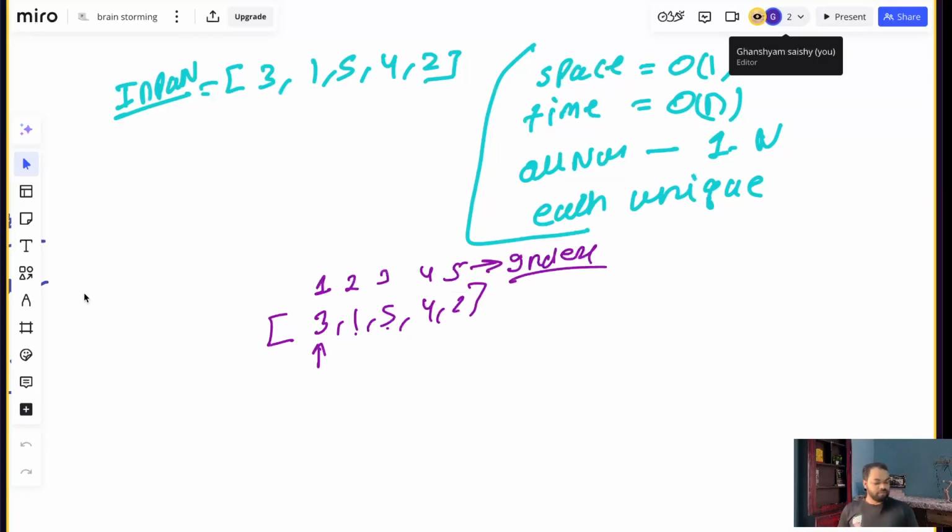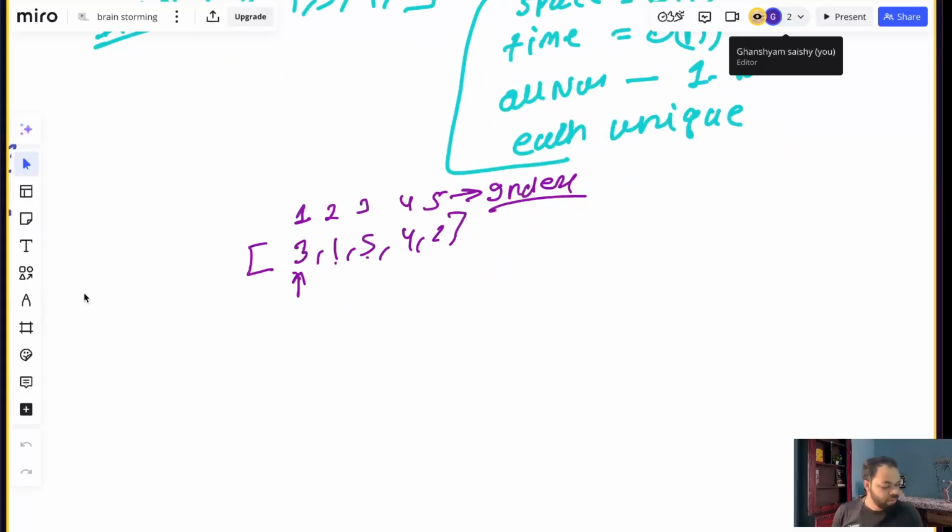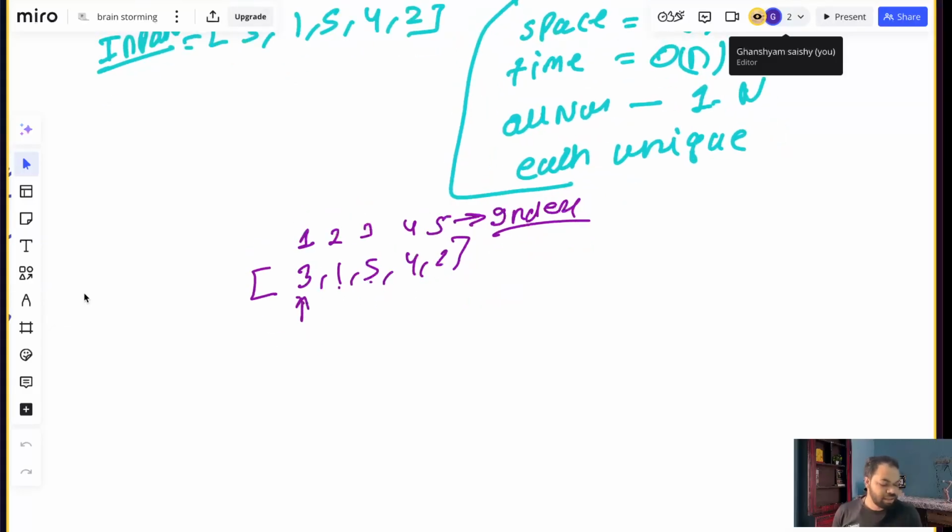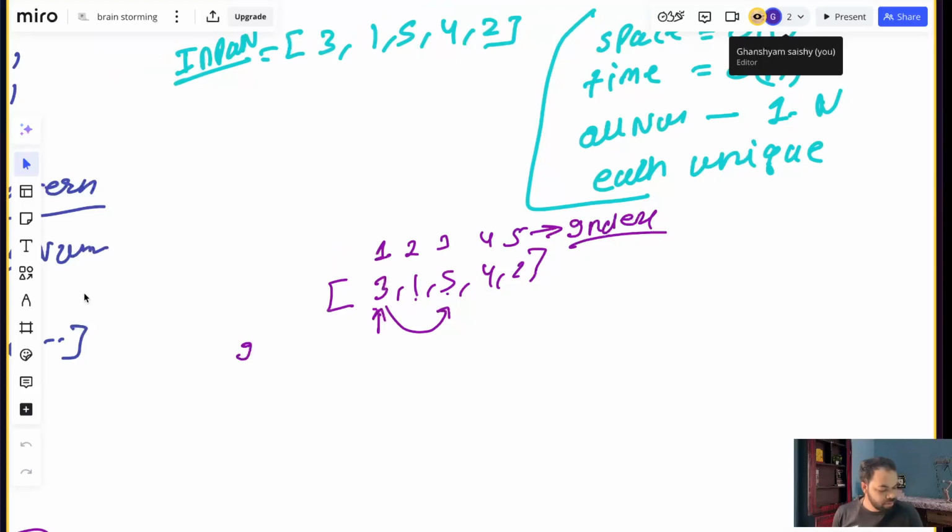So what I'm saying is, if I put each value at its index, it will become sorted, right? Because the first index is 1, the second is 2, and so on, then it will come out sorted. What I'll do now is try the same thing. I'll put the 3 at the third index, in iteration 1.